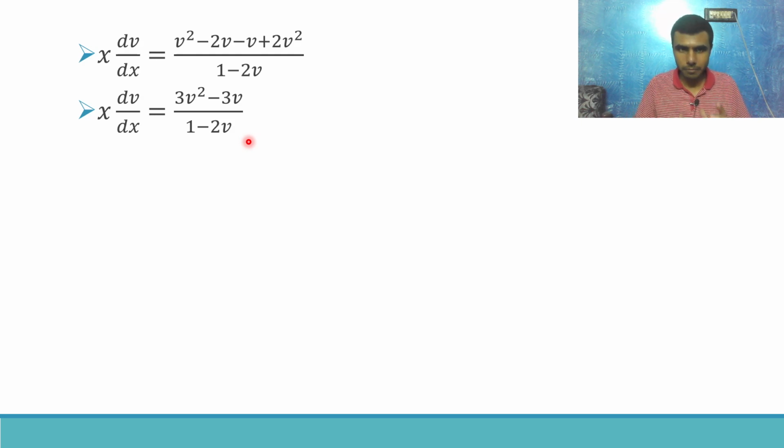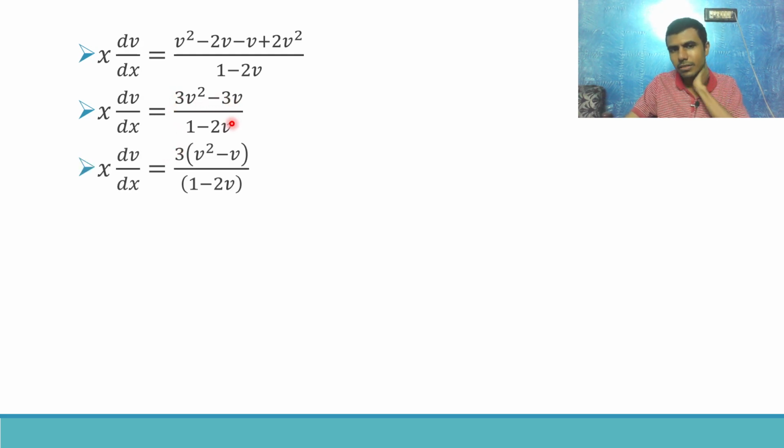Fine, now I am here. I told you originally I want all the v terms in one place and the x terms in one place. Now here, can I take something common in the numerator? Yes, I can take 3 common. If I do so, this is what I'd get: 3 into v square minus v by 1 minus 2v.